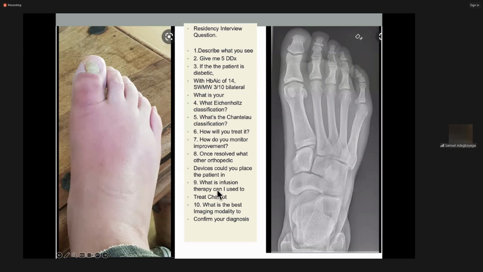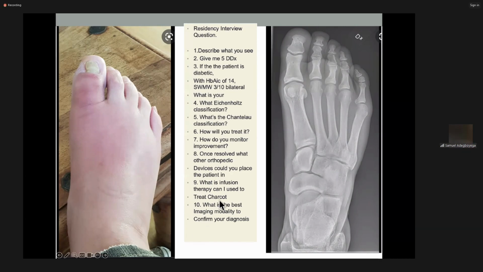What infusion therapy can you use to treat the Charcot? Infusion therapy. Do you mean like bisphosphonates or something? That's right. You got it. Bisphosphonate, alendronate. What is the function of bisphosphonate? What does it do in terms of RANKL and OPG? Does it inhibit osteoclastic activity? That's right. So it stops the RANKL.